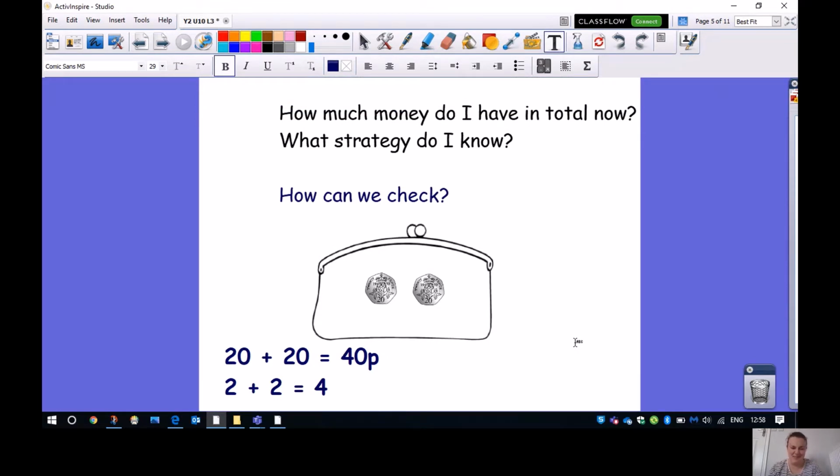Let's check. 20 add 20, that's a double. You might have already known your double 20. Double 20 is 40. 20 add 20 is 40. If I know, then I know.